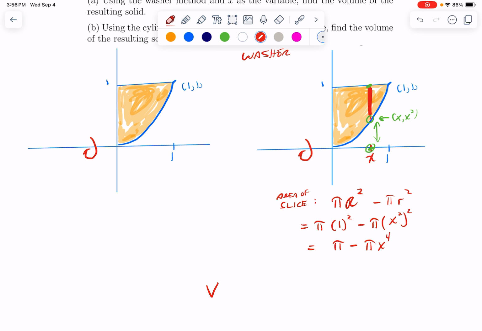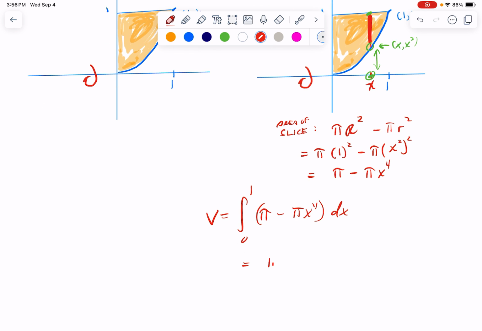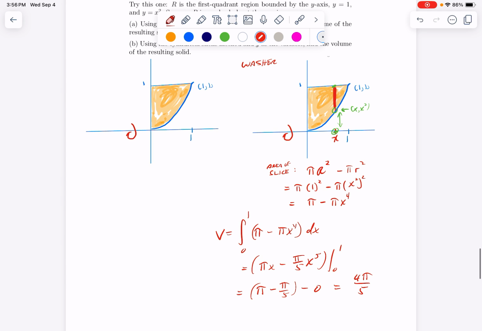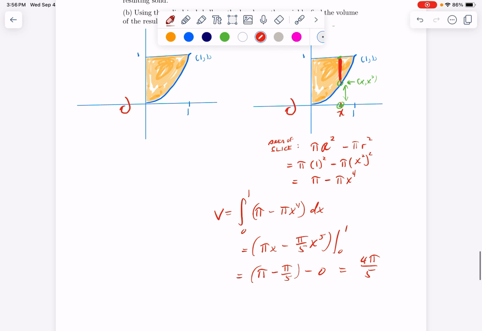Using the washer method, the volume would be the integral of that area formula as x goes from 0 to 1. So this would be pi times x minus pi over 5 x to the 5th. If I plug in 1, I get pi minus pi over 5. If I plug in 0, I get 0. And our answer is 4/5 of pi. That's using washer method. But we could also use the method of cylindrical shells if we use y as the variable.